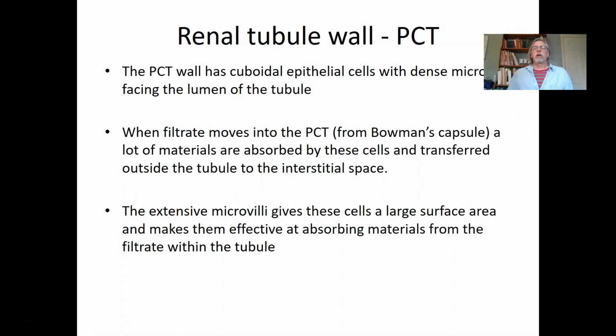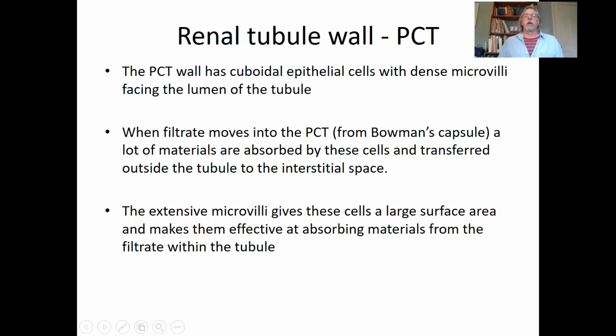All right, so let's talk about the 3 main segments of the renal tubule, starting with the proximal convoluted tubule, and talk a little bit about their structure and the main function that's going on there. The proximal convoluted tubule, the wall of that tubule is made up of a single layer of cuboidal epithelial cells. And if you look at those cells, they have a number of microvilli on the luminal surface of the tubule.